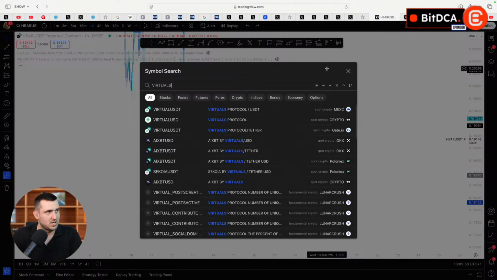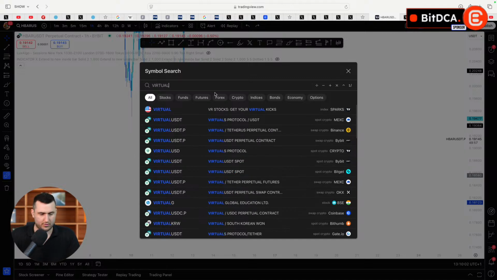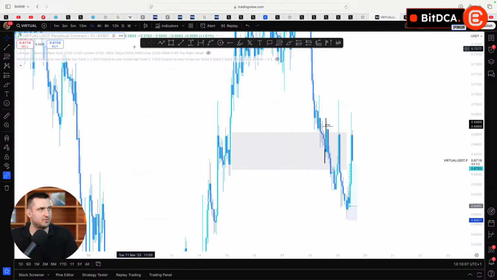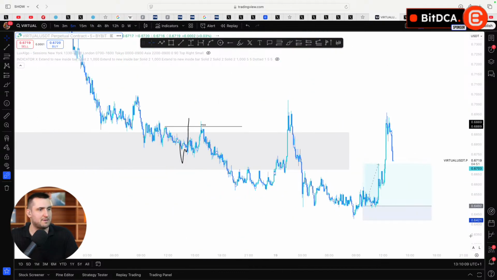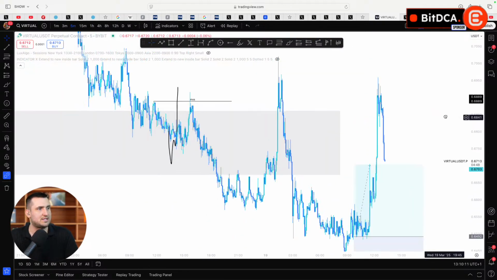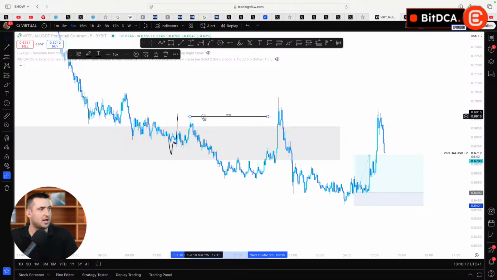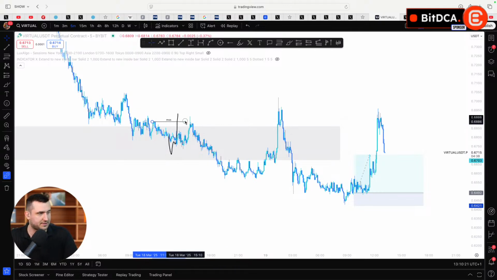Virtuals. I entered in this. Virtual USDT, this is literally my trade on Virtual. Why? Because you go down to 5 minute. What did I say? I said we need to have a close. Where was the close? This would have been a close. This here. Oh, I got stopped. Sorry. So I did say here. Okay, I did get stopped here.